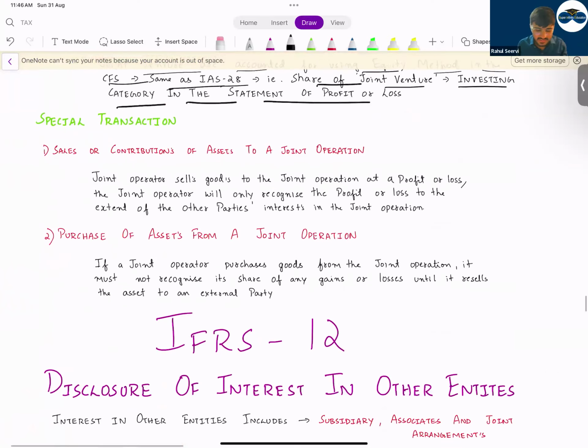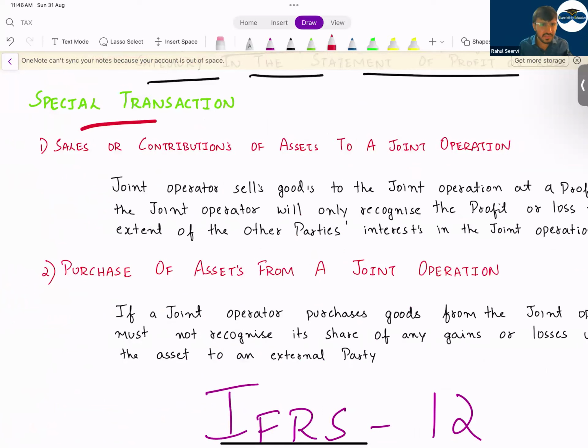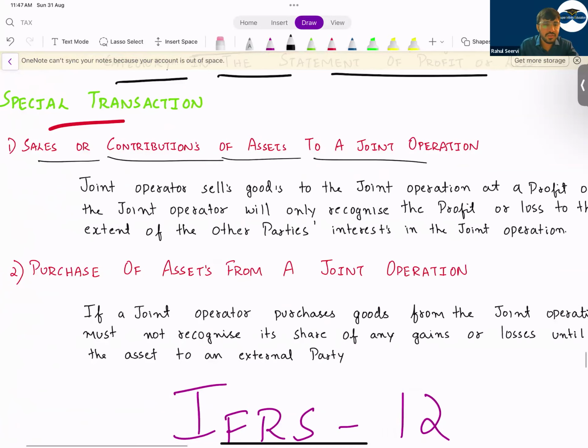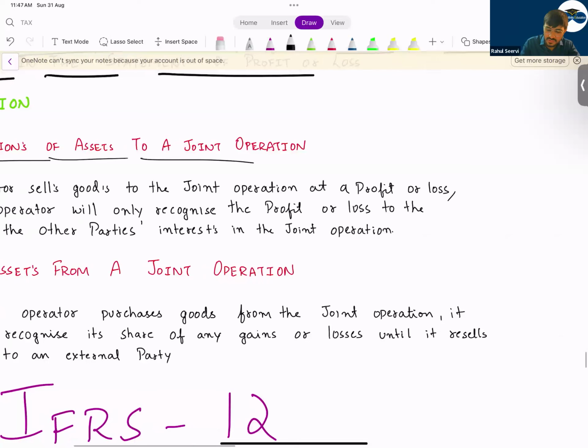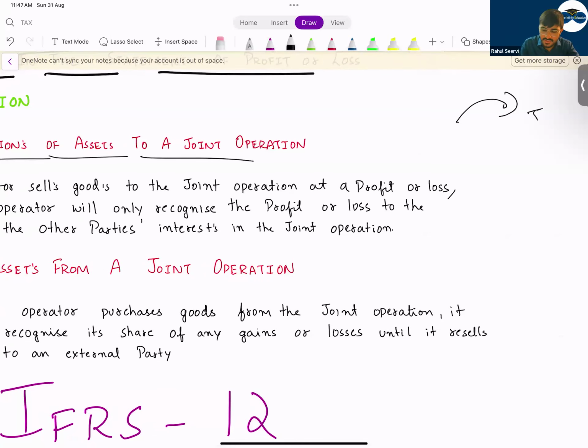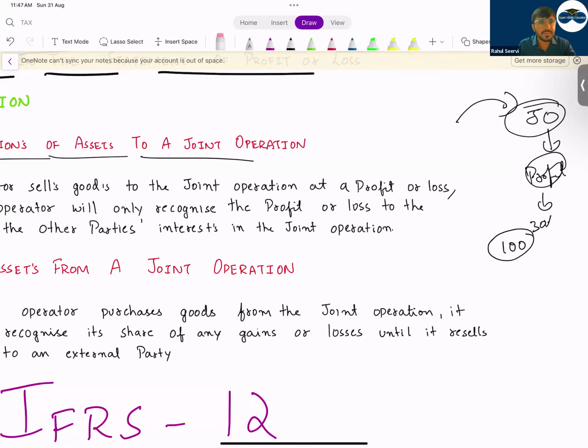Now, some special transactions which we have discussed. I have not seen this being tested, but let us do it. Sale or contribution of an asset to a joint operation: that means what? If today I am selling some goods to a party, that is the joint operation, what should I do? That joint operation will have some profit. That profit will be the total profit, yes or no? Out of the total profit, if today I'm selling some goods, I am making some profit. Out of that profit, only the share of other parties' profit I should record.